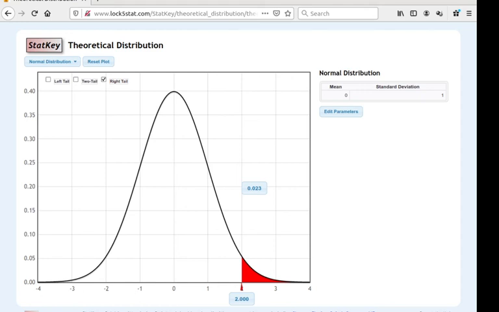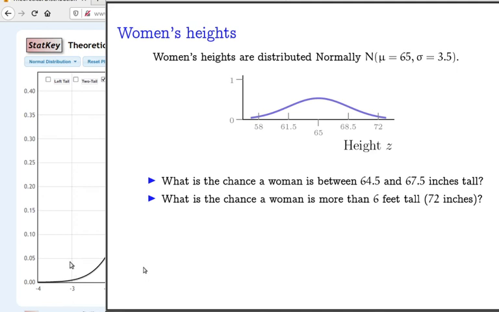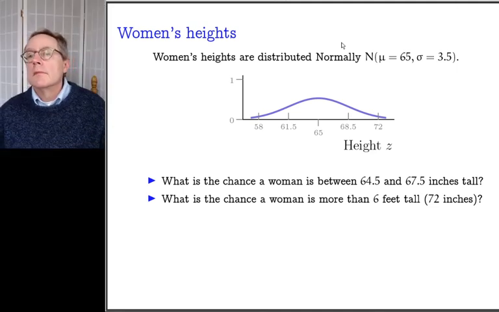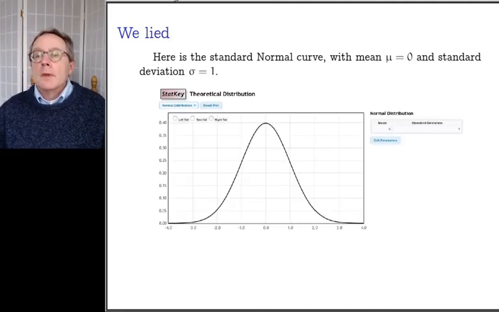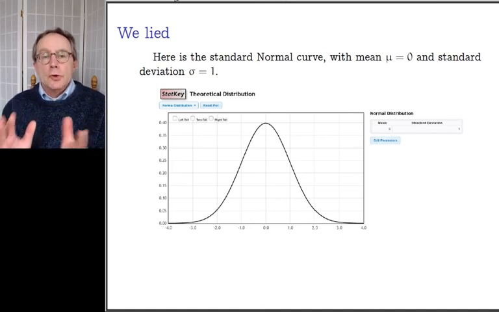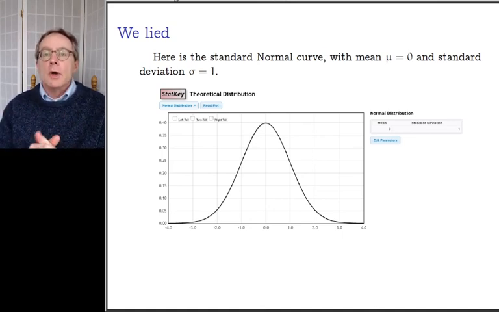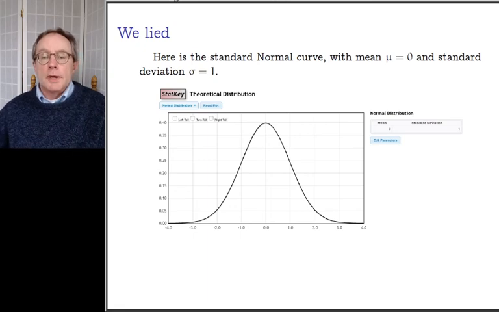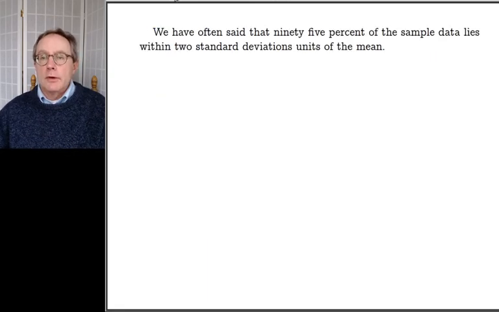Okay, back to the slides. Okay, and now, so that 2.3 that we just saw a second ago leads me to my next point. So here's the standard normal curve, mean of 0, standard deviation of 1. So this is the picture that we were just looking at 30 seconds ago.